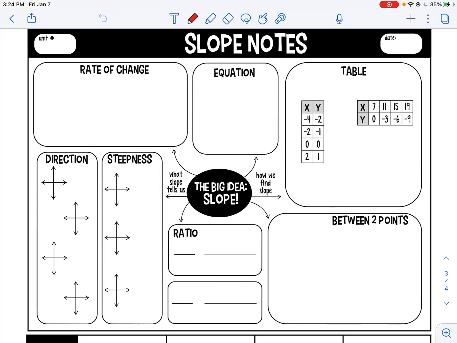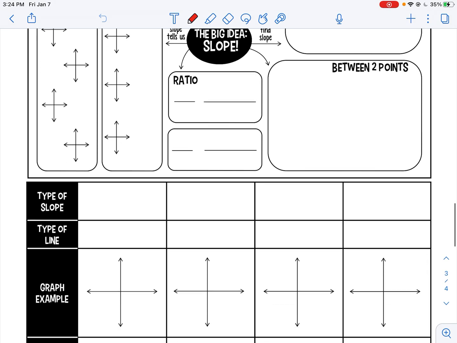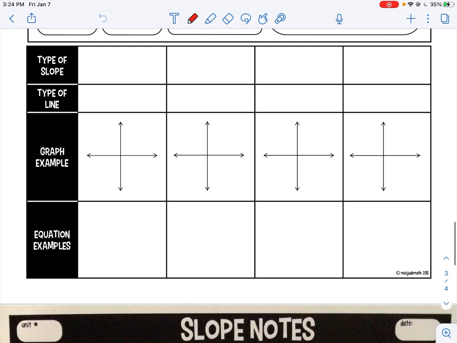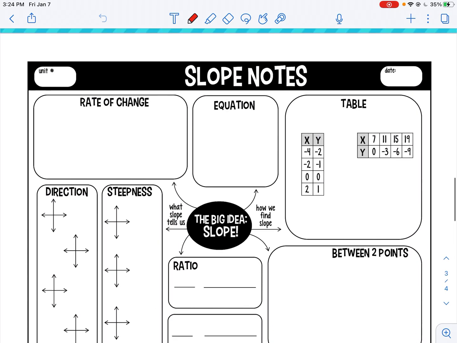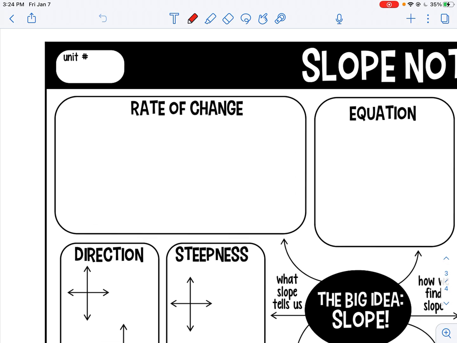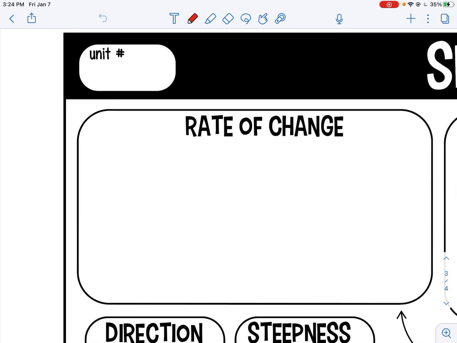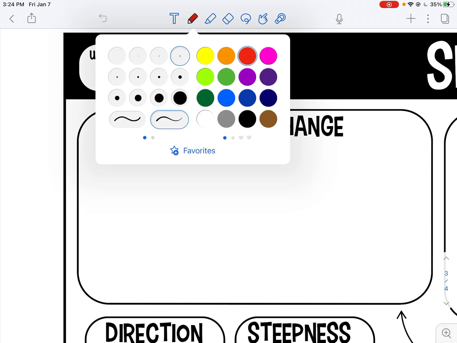You should have out a piece of paper. Yours doesn't need to look exactly like this, or you can print out a copy of this if you would like, and then we'll have a second part that's down here. So we're going to start here with slope notes, and we're going to start with rate of change, because that's where we started at in the very beginning, when we started talking about slope as a rate of change.